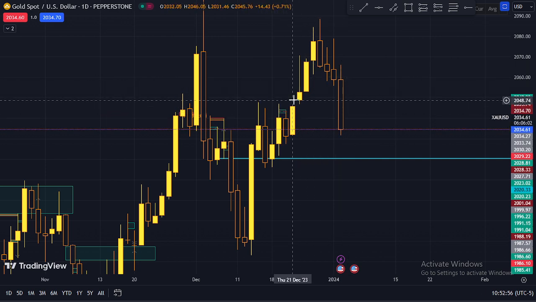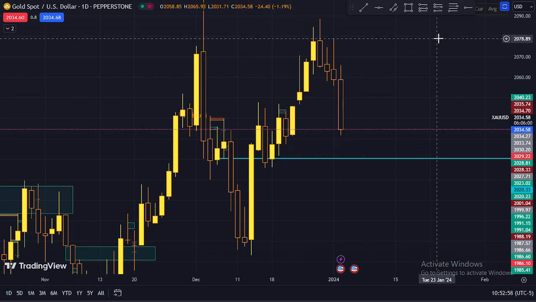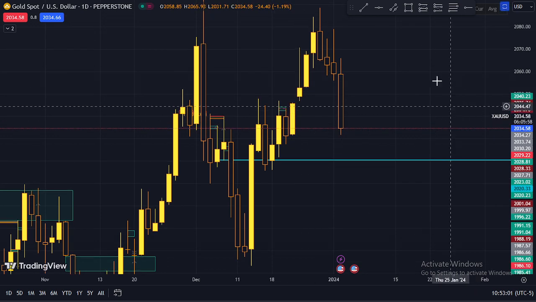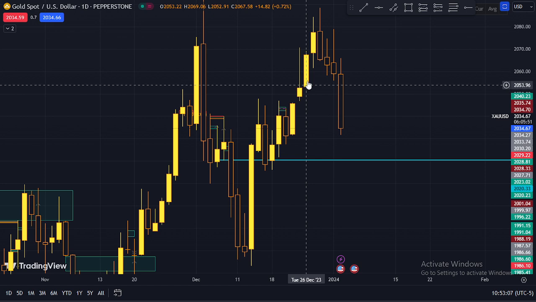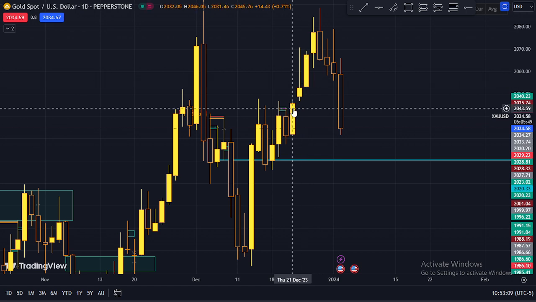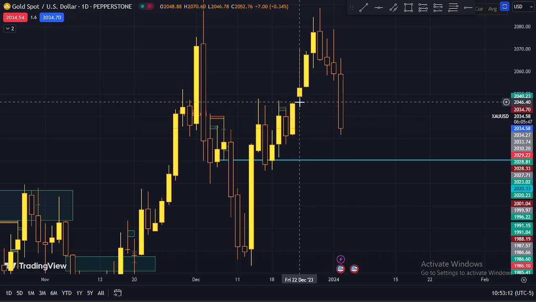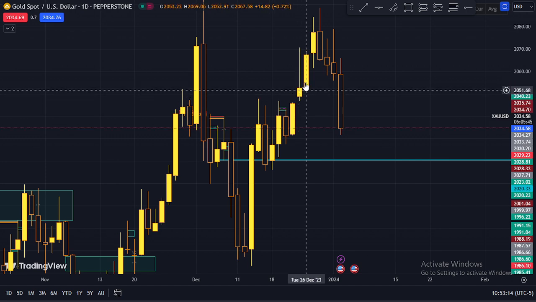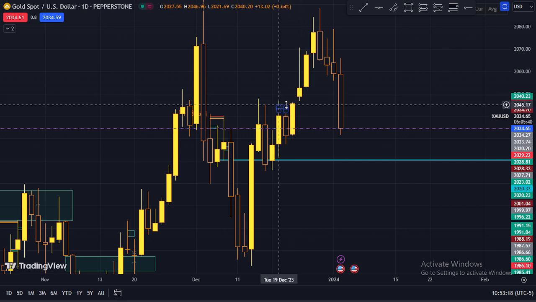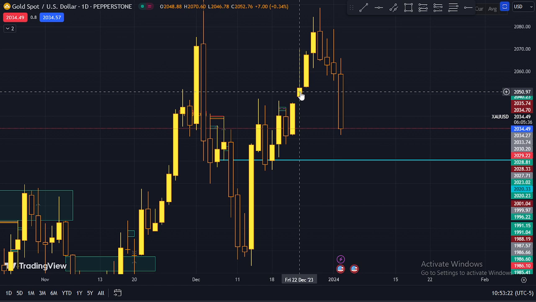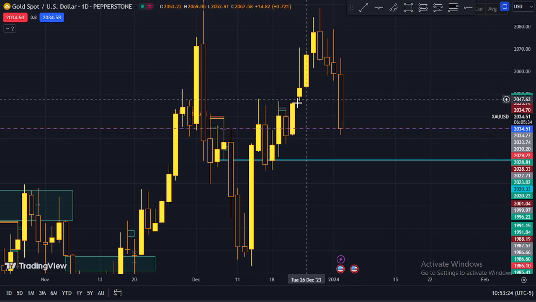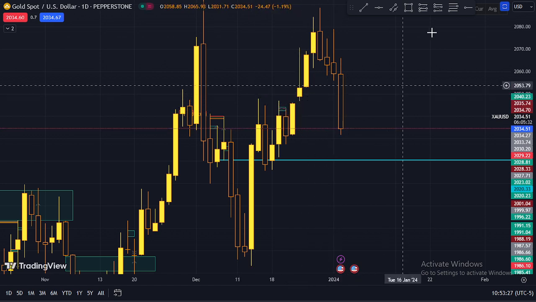So we had this liquidity void. That would have been a potential draw on liquidity. And also we had, from this candle's low to this candle's high, that becomes also a fair value gap. So we had a volume imbalance, a liquidity void, sorry, and also we had a fair value gap. So that would be a draw on liquidity.